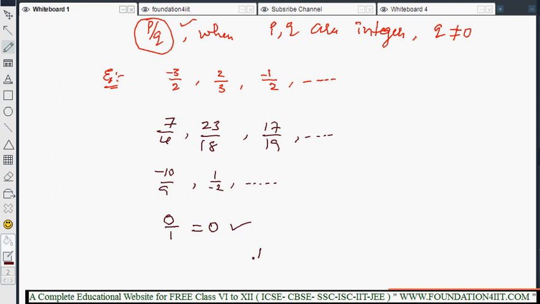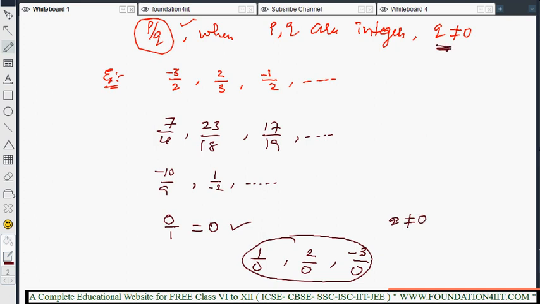For example, if I write 1 by 0, 2 by 0, minus 3 by 0, these are all not defined, because the condition is q is not equal to 0. Here q is not equal to 0 because the denominator should not be 0. So they are not rational numbers. Every fraction is also a rational number, but every rational need not be a fraction.